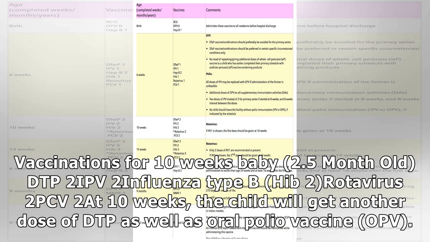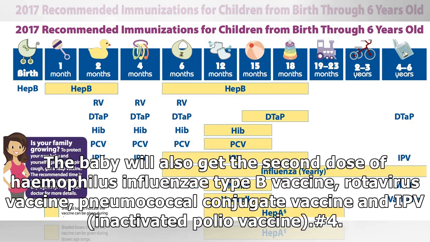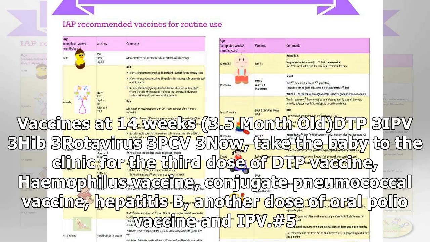Vaccinations for 10 weeks baby, 2.5-month-old: DTP2, IPV2, influenza type B, HIB2, rotavirus 2, PCV2. At 10 weeks, the child will get another dose of DTP as well as oral polio vaccine, OPV. The baby will also get the second dose of Haemophilus influenzae type B vaccine, rotavirus vaccine, pneumococcal conjugate vaccine and IPV, inactivated polio vaccine.